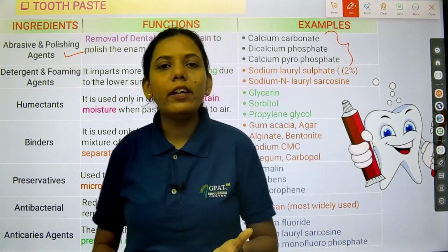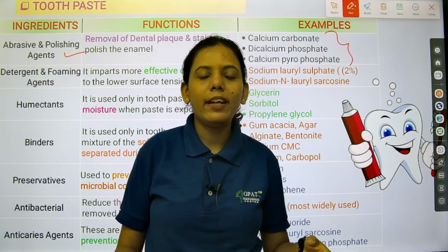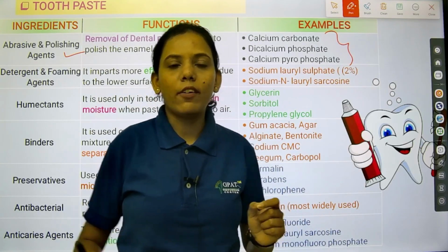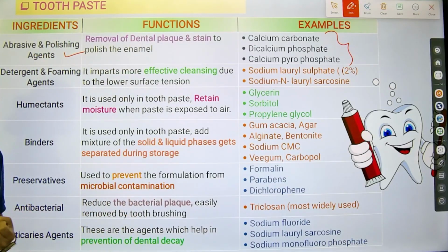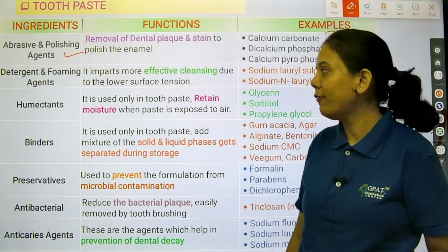Now the next comes your detergents or foaming agent, right? Definitely if the foam is not generated, it will not be easy to clean the surface of the teeth. So foaming agents are required, generally your detergents with certain kind of higher HLB surfactants we are using. So it imparts more effective cleaning due to the lower surface tension. So it helps to lower the surface tension and it gives the effective cleaning. So generally the surfactant like sodium lauryl sulfate, sodium lauryl sarcosinate, and you should not use in very high quantity because these are surfactants. So generally 2% are sufficient to form the foam.